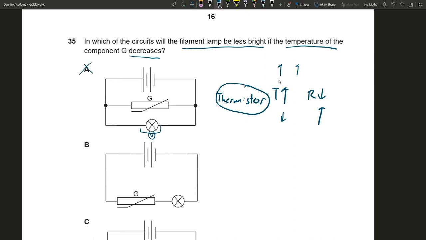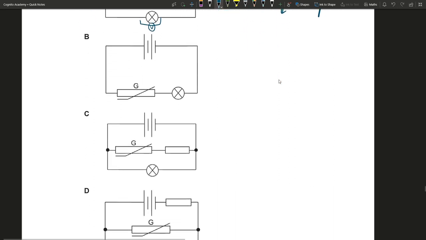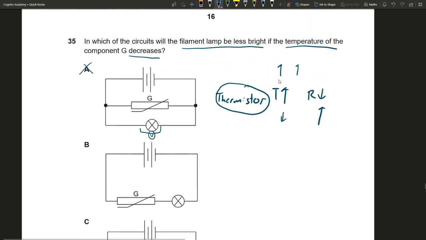We want the filament lamp to be less bright. Now here, we have the thermistor resistance increasing, meaning that the potential difference across this lamp will be lower. Another way of looking at it is that the overall resistance of these two components will increase. So the current that will pass through the lamp will decrease, so the lamp will be less bright. B is correct.